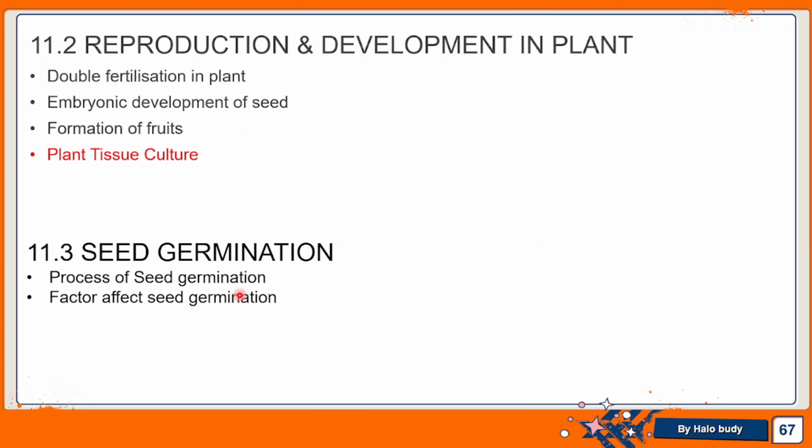Why do you need to have the water? Why is water very important? We know that plants require water, but during seed germination, water is most important. They are the factor process of seed germination. Okay, and also you need to know about the factors that affect seed germination. So these two processes.